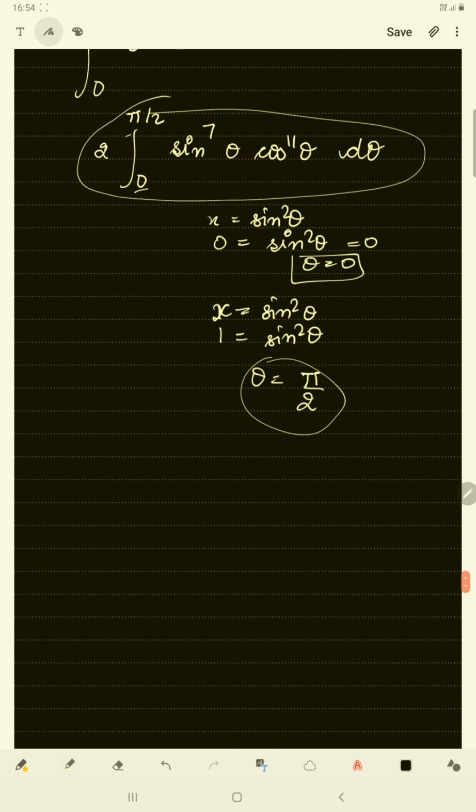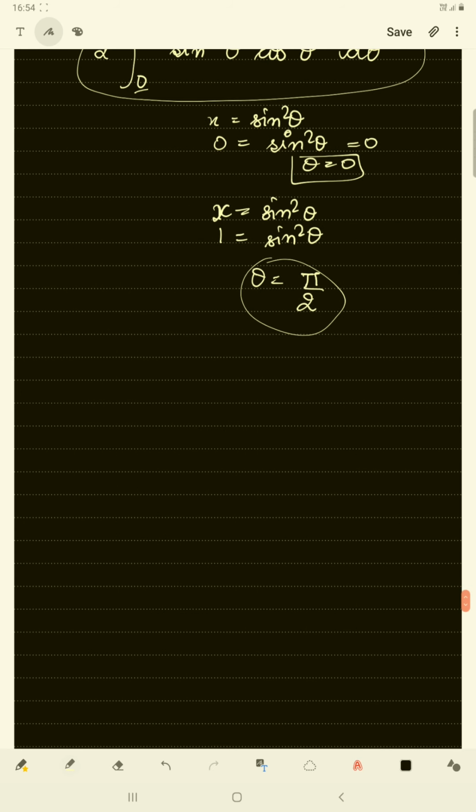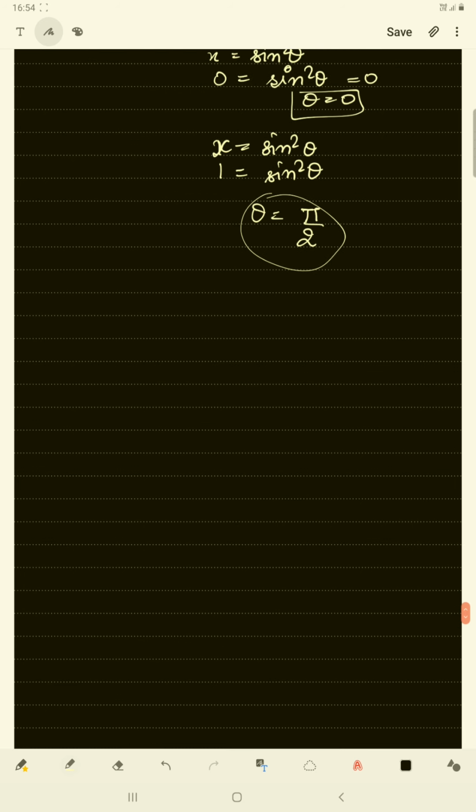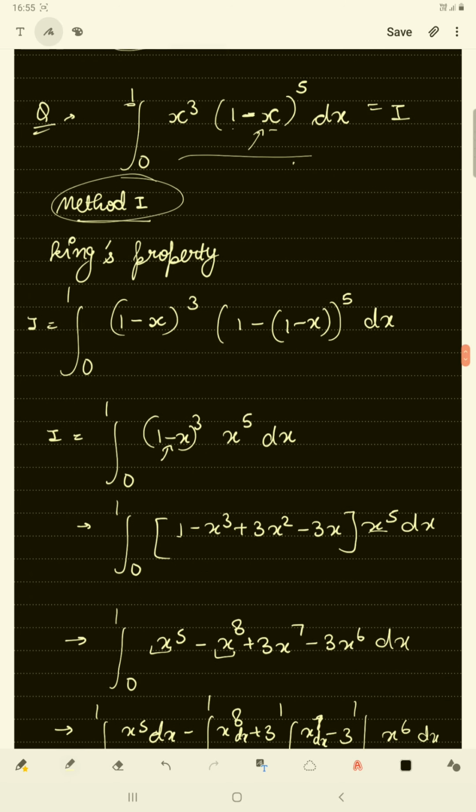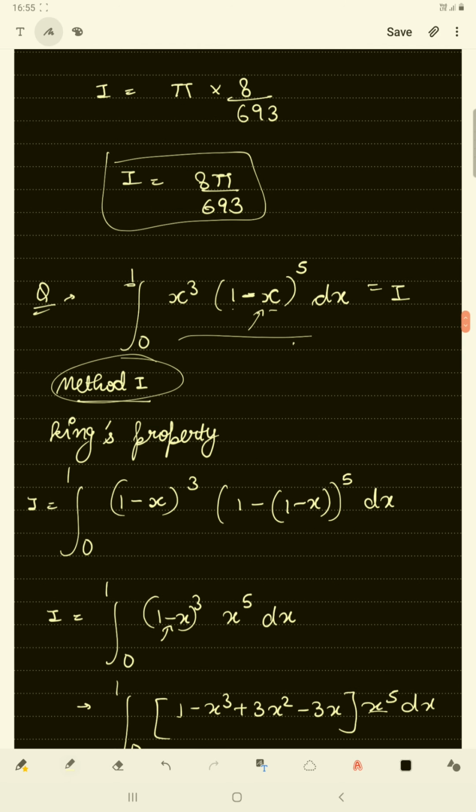So let me just write the final answer for you. The answer is going to be 1 by 6 minus 1 by 9 minus 3 by 7 plus 3 by 8. You can just calculate this to get your final answer. So this is one of the most important questions of definite integration, where we can solve this question by using a long way and a shortcut also.